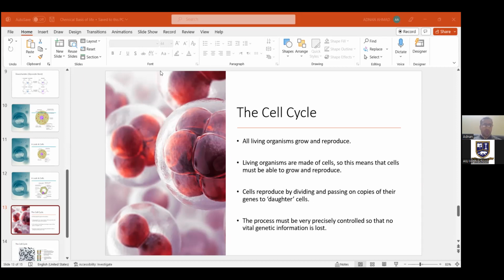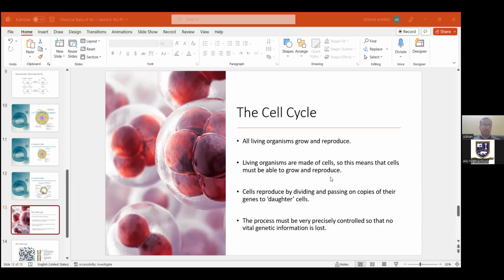Just like when you go for a haircut and you get a fresh cut, and after 3 or 4 weeks you need to go to the barber again, or nails. When you cut your nails, after a few days you need to cut them again. They grow back. So with these little examples, we can see that cells are regenerating, reproducing themselves. All living organisms grow and reproduce, and living organisms are made of cells. So this means that cells must be able to grow and reproduce.